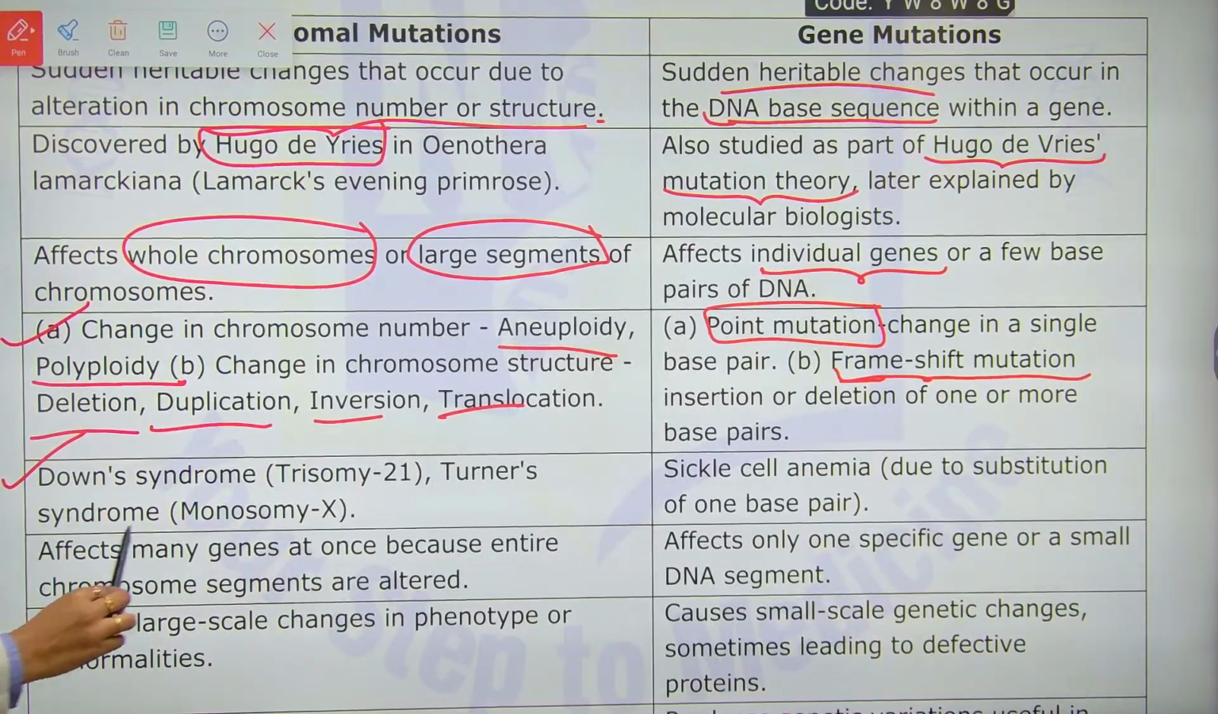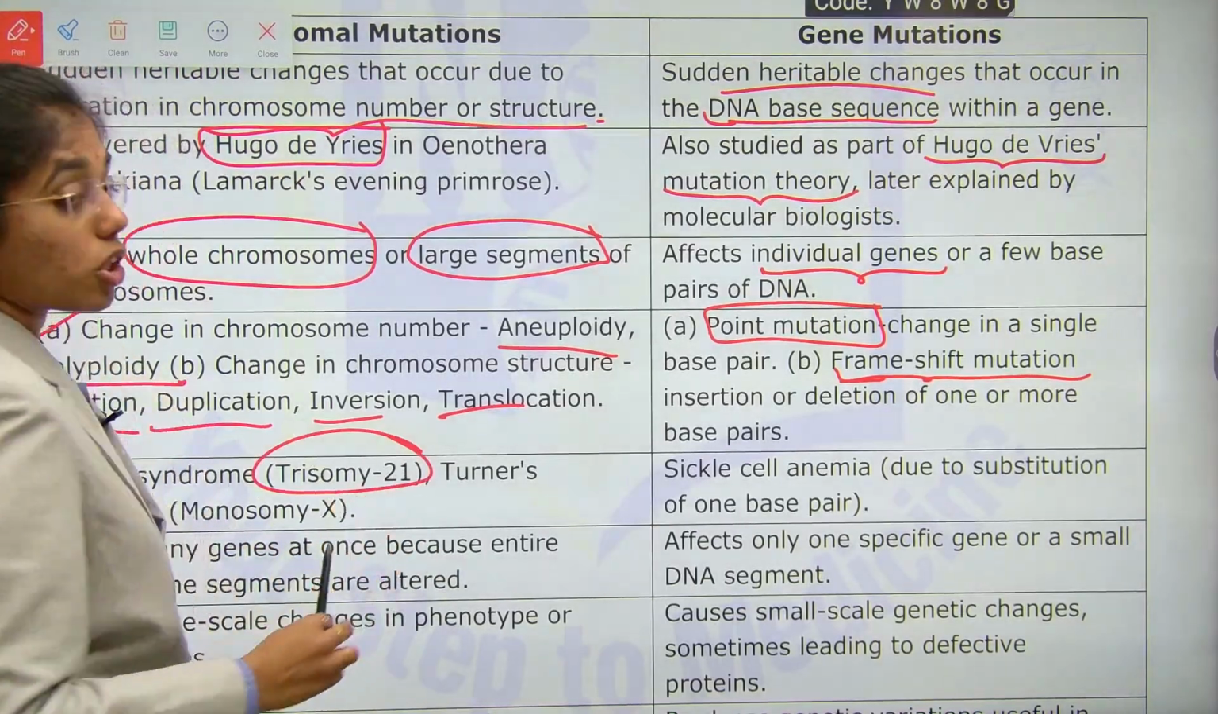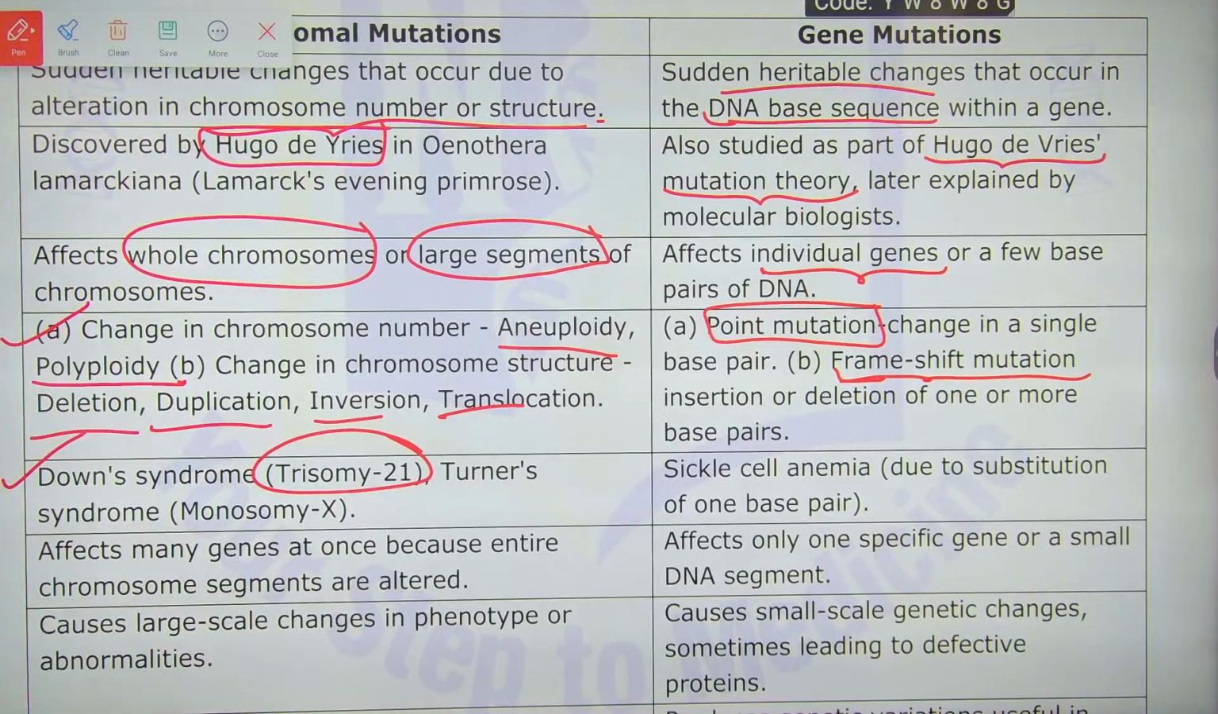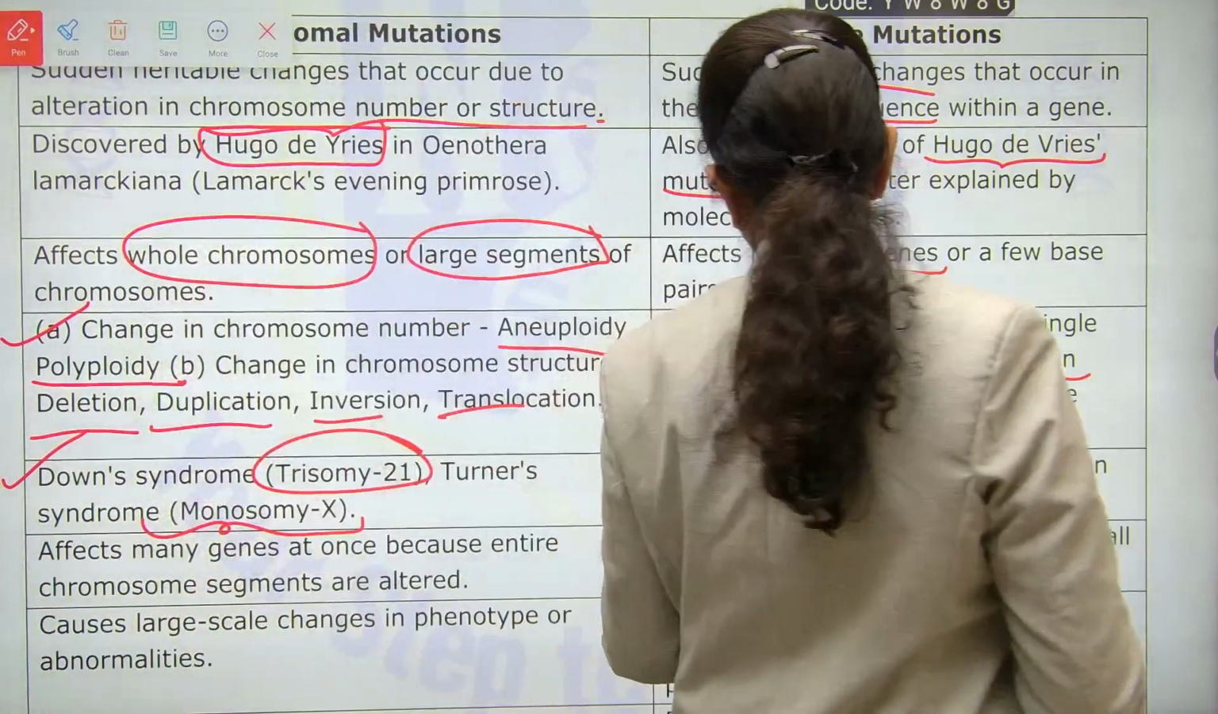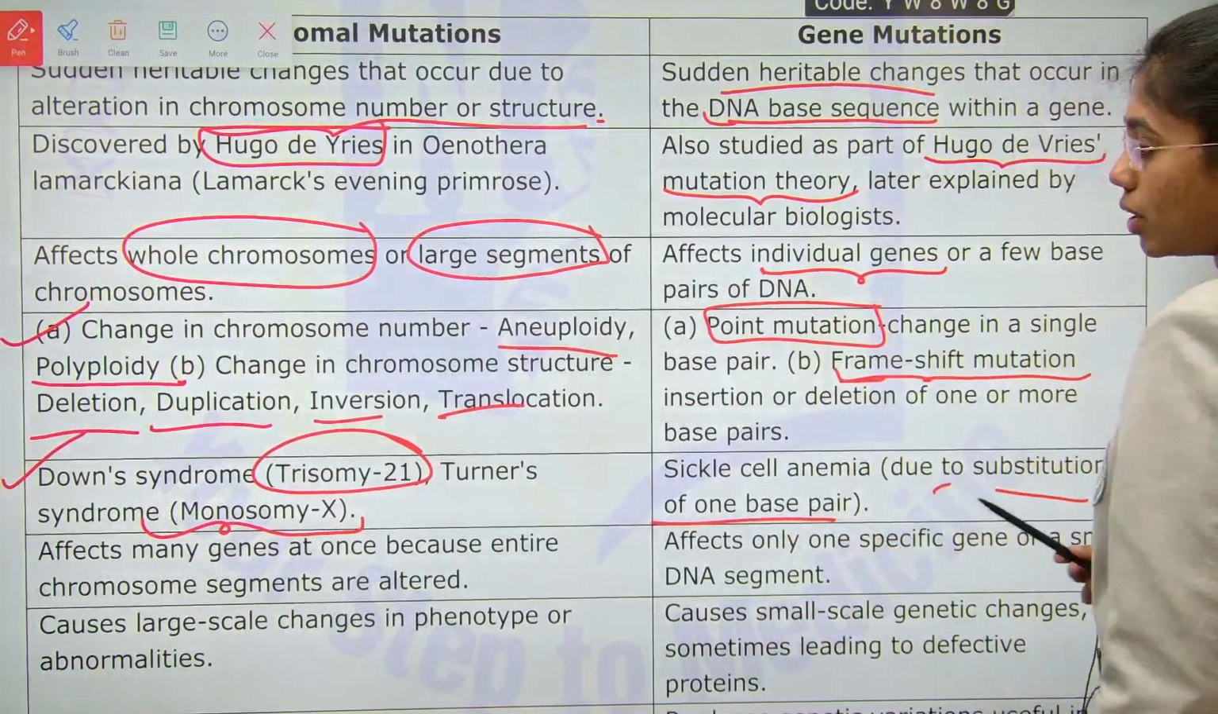Includes Down syndrome. This is because of trisomy of chromosome 21, and Turner syndrome, which is because of monosomy. Fine. Next, gene mutations. Here you can see sickle cell anemia. This is due to substitution of one of the base pairs.